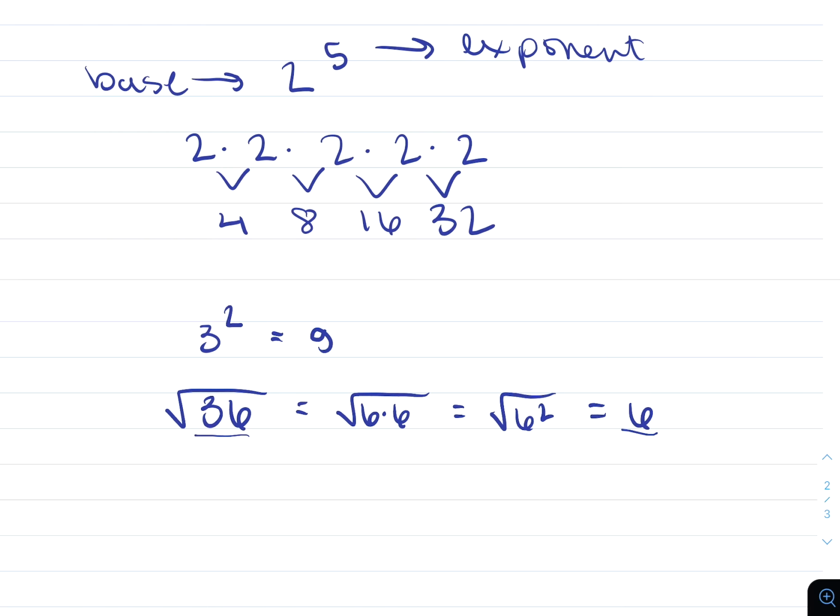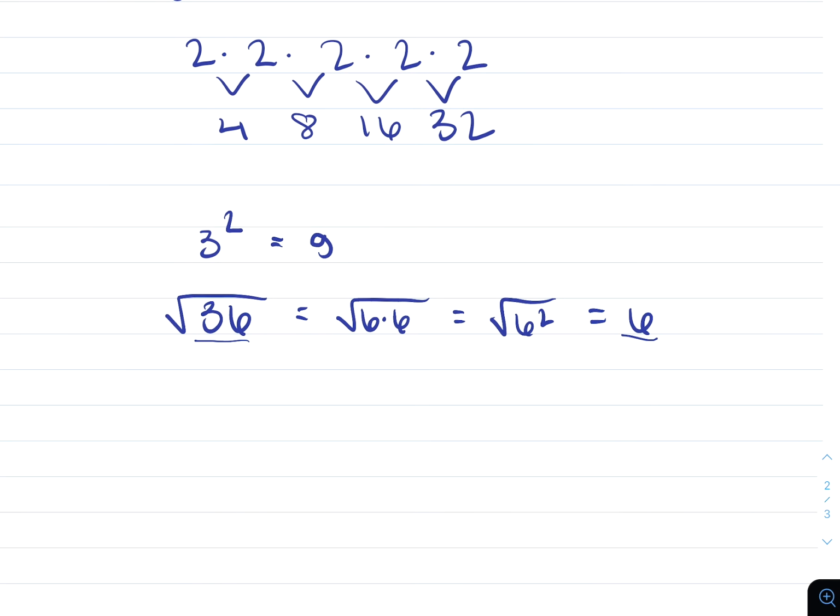Okay, let's look at another number. So what number can be multiplied by itself so that it's squared to give us 64? Well, let's look at that. So we have 64, which is 8 times 8, which is considered 8 squared. So the square root of 64 is 8.